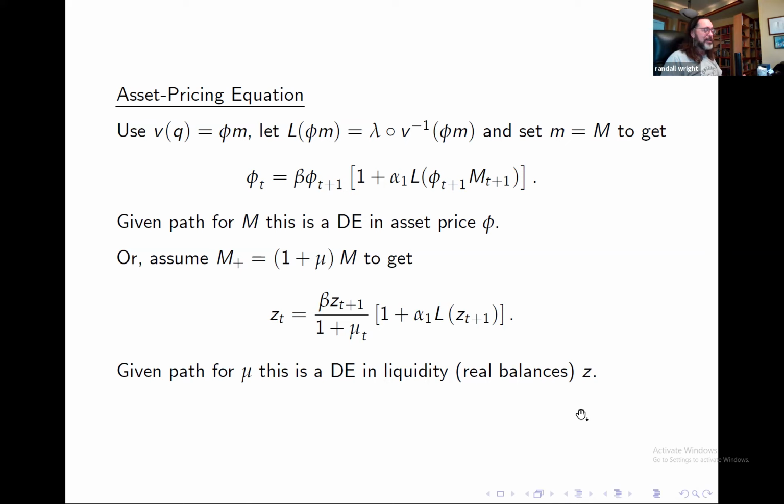One is in stationary equilibrium where Z is constant, so I can cancel the Z's from both sides, and then this gets real easy. I know I'm going fast, but you're not slowing me down, so I'm going to keep going.